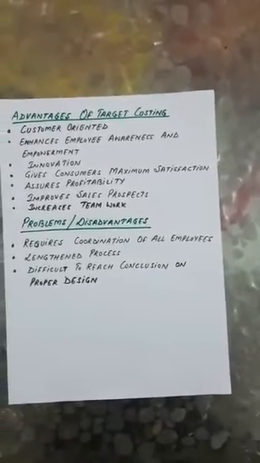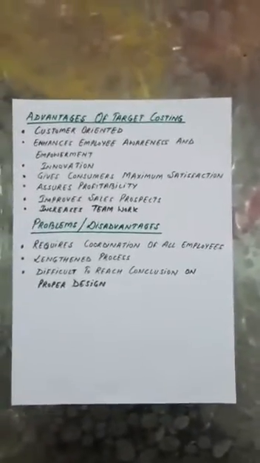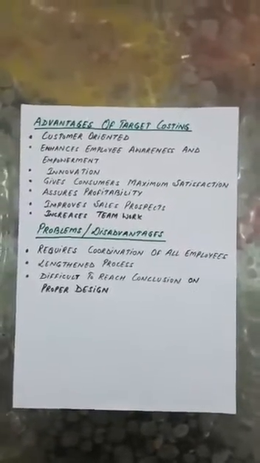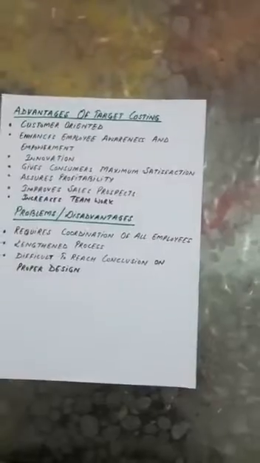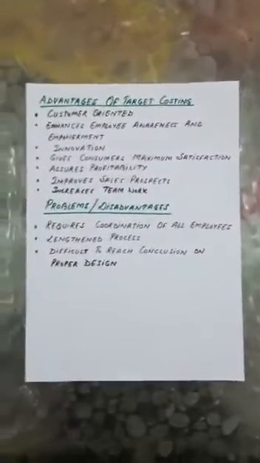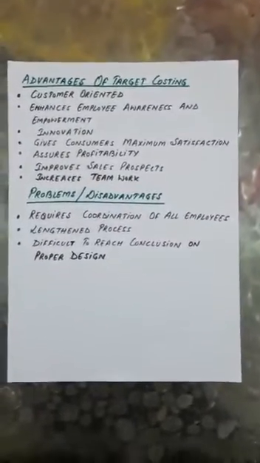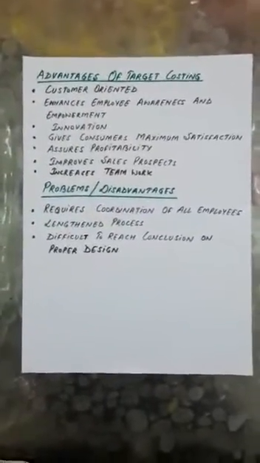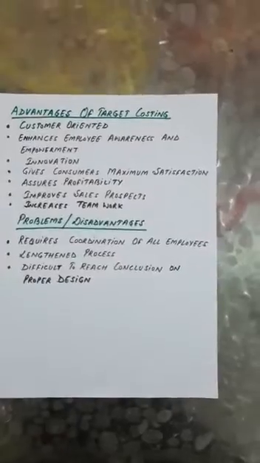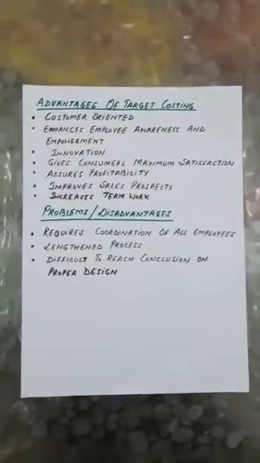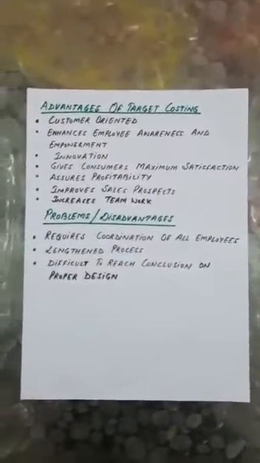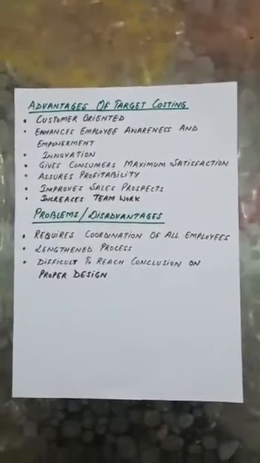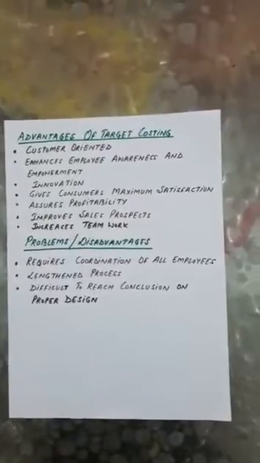Since product development is focused on the customer requirements and expectations, it is easy for the product manufactured by the concern to be accepted in the market, and the company will be able to increase its sales output. And the last is increased teamwork. Target costing helps in increasing the teamwork among the concern, as target costing is a team oriented process. Now the next topic is what are the problems, or you can say the disadvantages, of target costing.